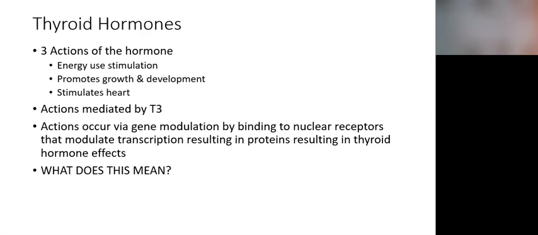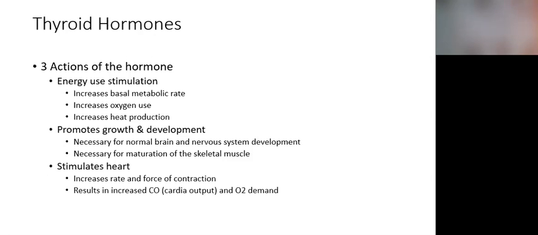Thyroid hormone has three actions: energy, growth, and cardiac actions. And the actions are mediated by T3. These actions are a result of the hormone interacting with DNA and RNA. So what does all of this mean?